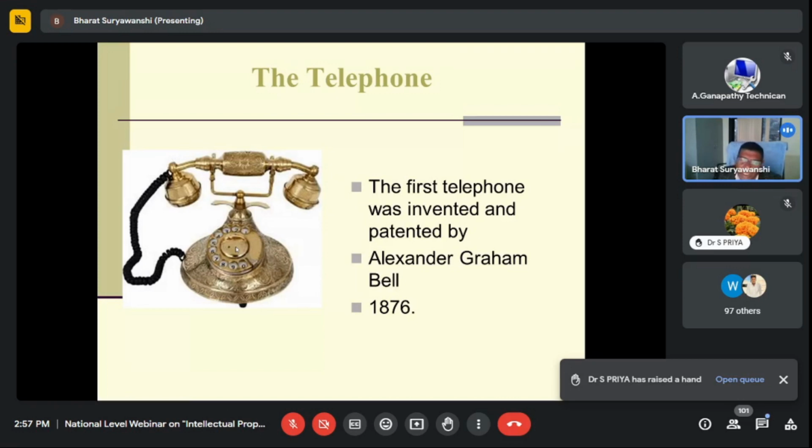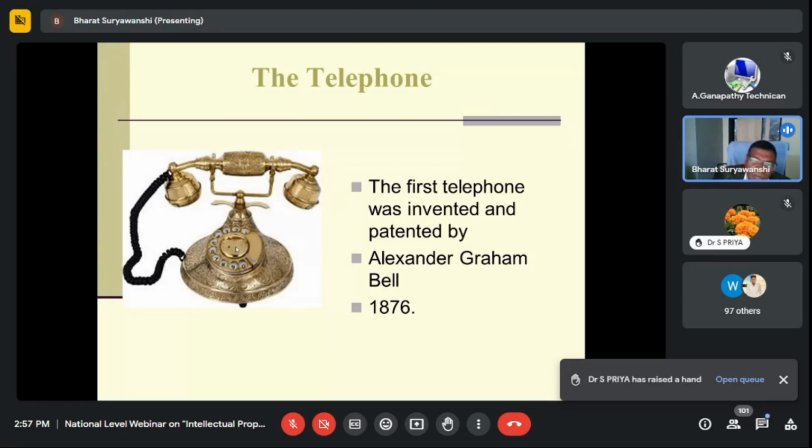Now we are having video calling facility, Google Meet, Zoom Meet. What is this? Improvement of technology from landline to mobile phone. Why have I taken this example? To make you understand, getting a patent is not difficult in the government of India.